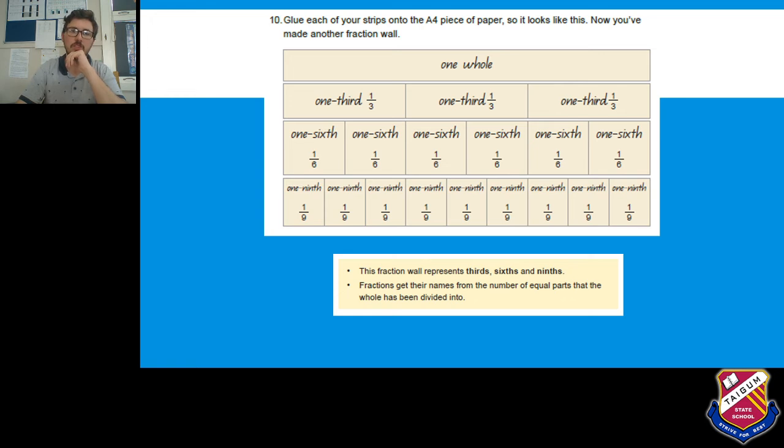Glue each of the strips onto an A4 piece of paper so it looks like this. You can glue it into your math book. You've now got a fraction wall. This fraction wall represents thirds, sixths, and ninths. Fractions get their names from the number of equal parts the whole has been divided into.